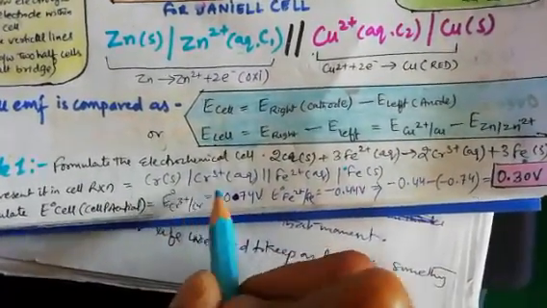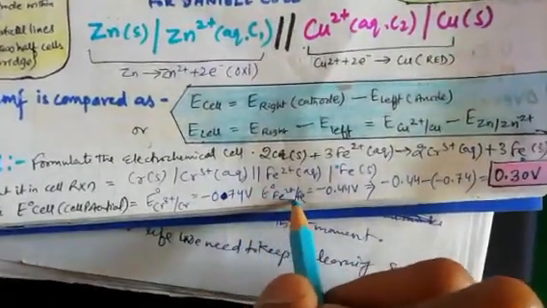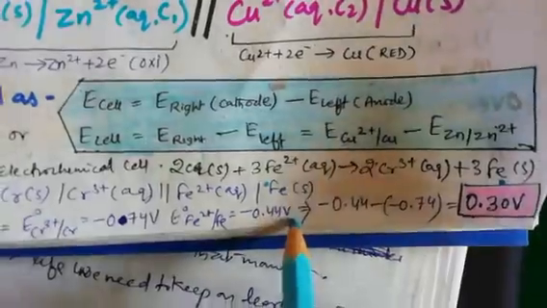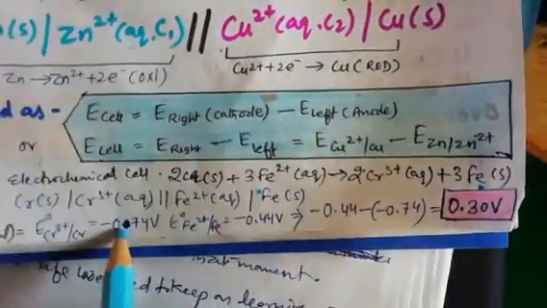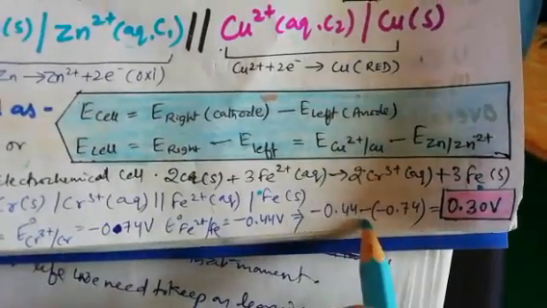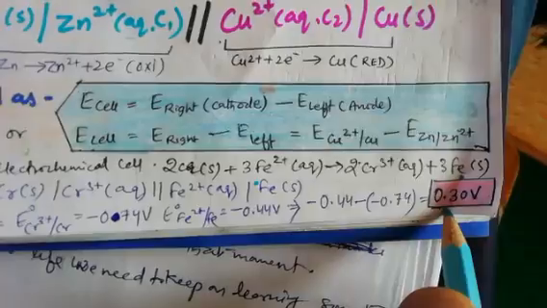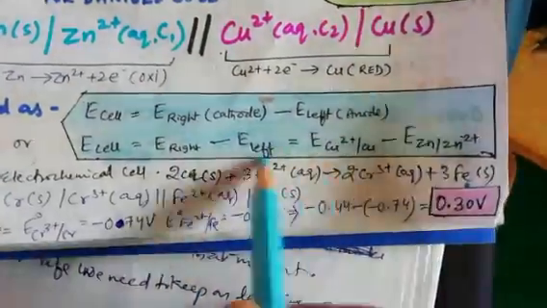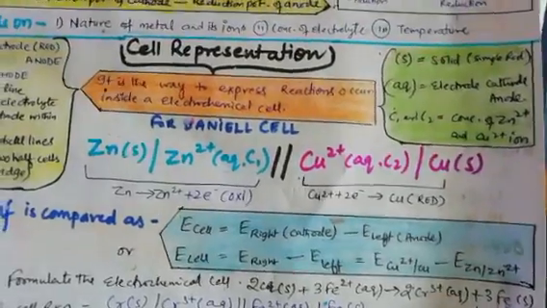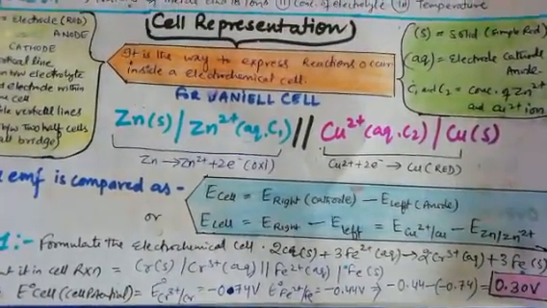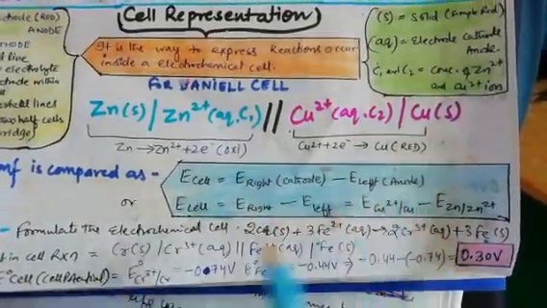So chromium, when losing 3 electrons, has this much volt, minus 0.74 volt. Iron has minus 0.44 volt. So the calculation is very simple, right minus left. So this minus this we will do, and it is general subtraction, minus minus is plus, and when it is subtracted, it will give 0.30 volt. It means that this particular cell is giving us this much voltage. Okay, this is one way to represent a cell and to calculate the electrochemical cell potential. By using this formula we can calculate the cell potential.